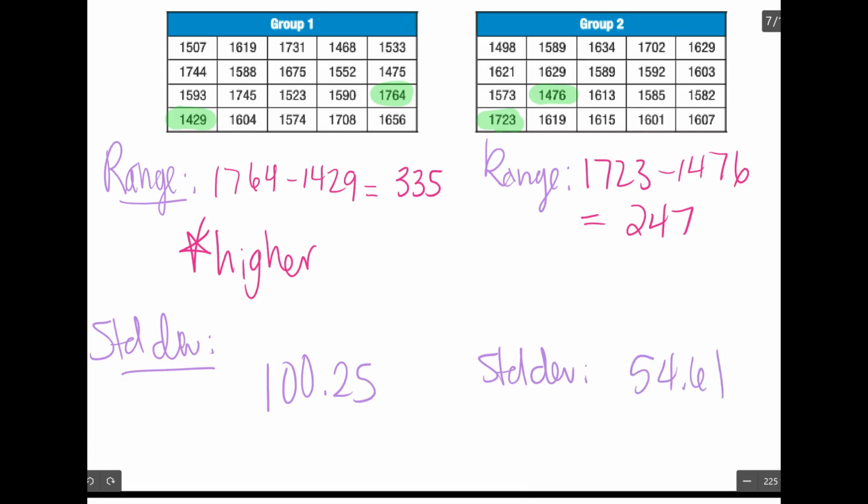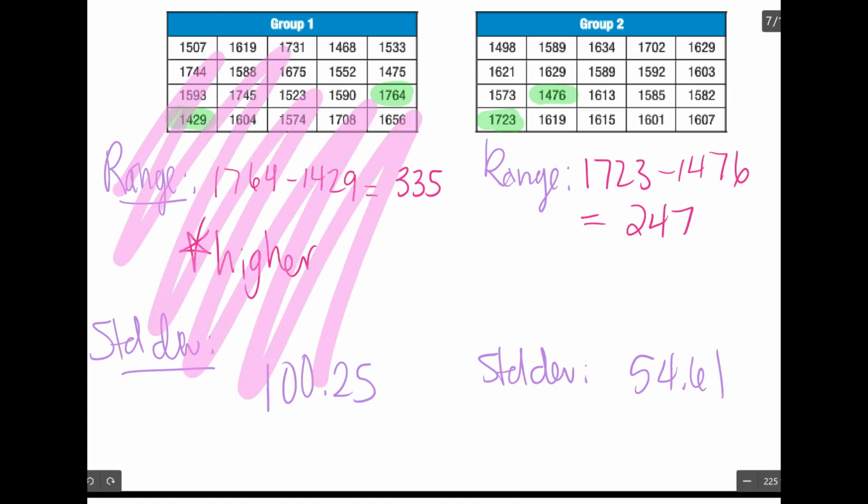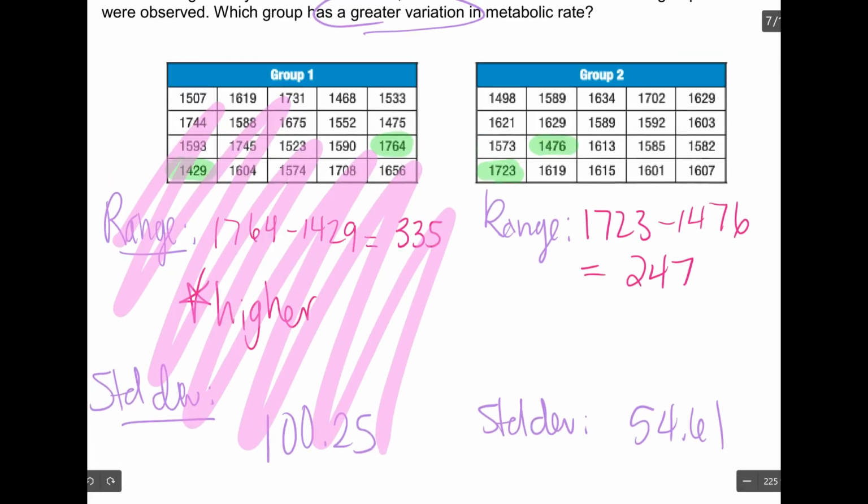Okay, so now which one had the higher variation? Yours, group 1. Yeah, group 1 had the higher. Definitely. Not only was the range bigger, but so was the standard deviation. The numbers tended to be spread out more.